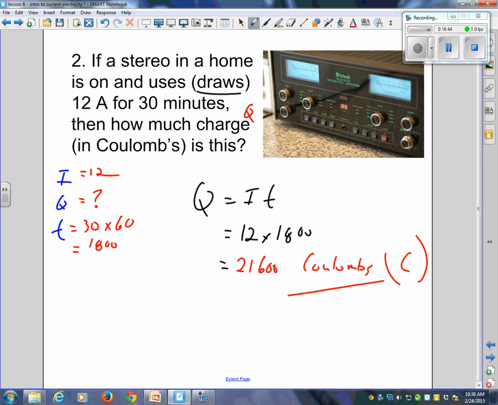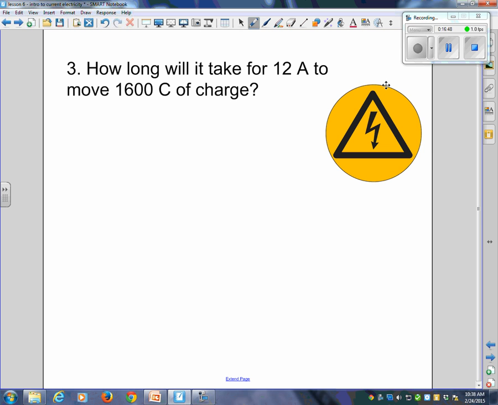Who's tried the third one? Try number 3 right now. Alright, it looks like most people are getting this. Write the letters I, Q, and T. How long will it take? 12 amps. That is my I. To move 1600 coulombs of charge, that's this one here. We're solving for time, right?